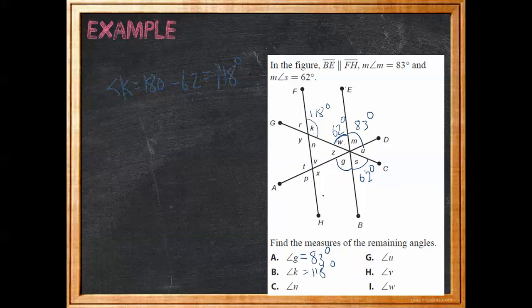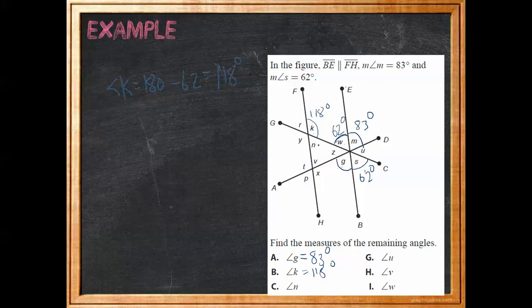Now for angle N, we could do two things right here. K and N form a linear pair, so they're adjacent. That means they're supplementary. So we could take 180 minus 118, or we could look at what else we know here.